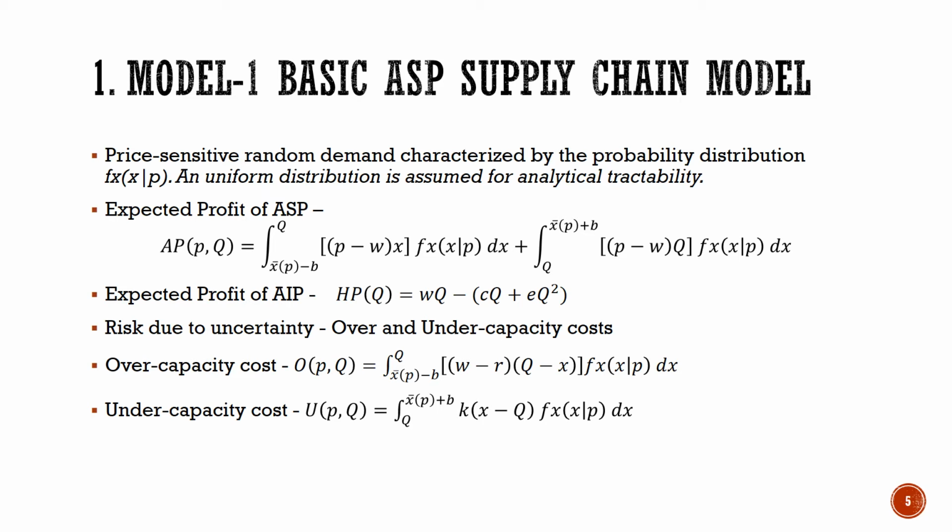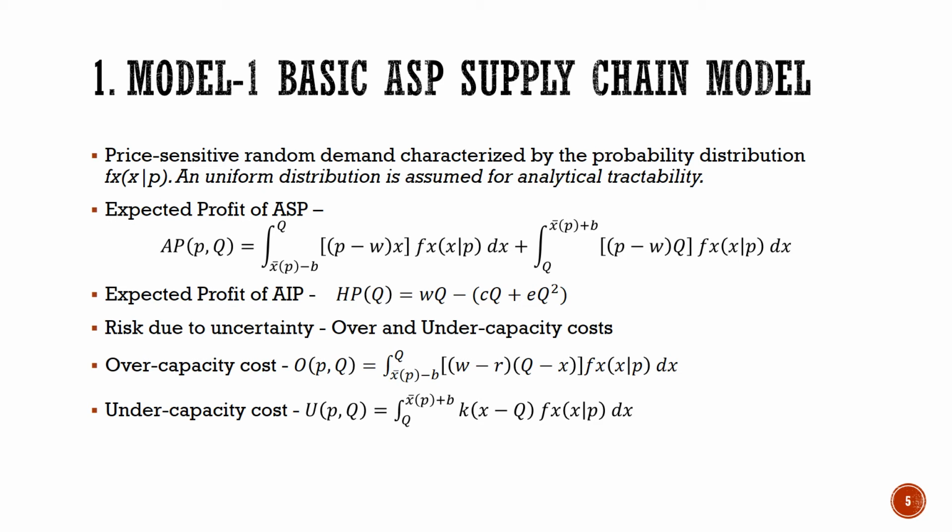So the application service provider's expected profit, excluding the over and under capacity cost, is given by the equation below. The first term in the equation represents the expected profit when the actual demand is below the capacity Q ordered from AIP, while the second term describes the expected profit if the actual demand exceeds Q. So the expected profit is a combination of both.